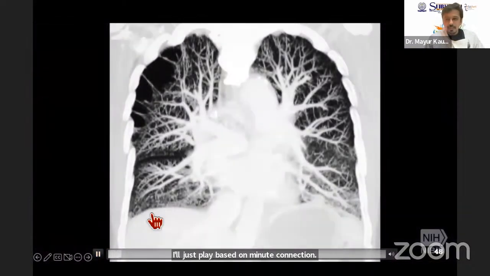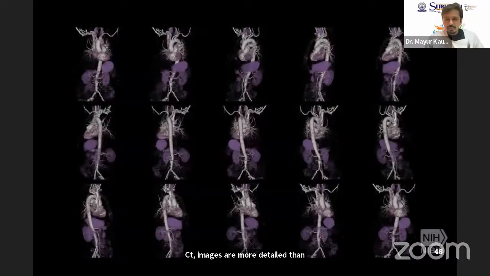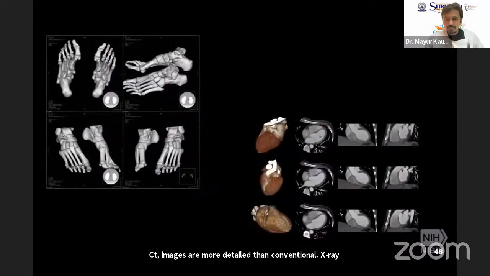CT images are more detailed than conventional X-ray images and can reveal bones as well as soft tissue and organs.